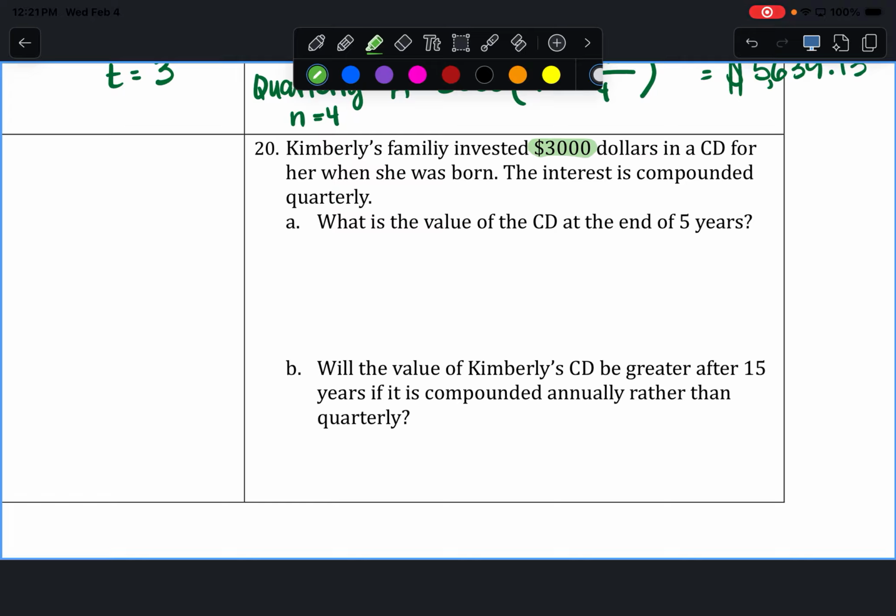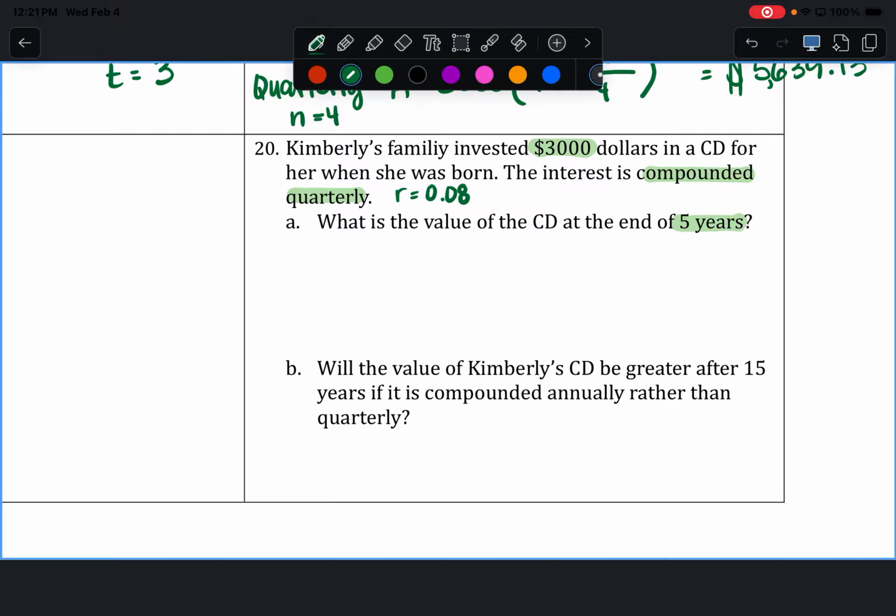Okay. So it's a little bit safe. It's a safer form of an investment account. And the interest is compounded quarterly. It tells us right there it's compounded quarterly. It does not tell us the interest rate, so I'm going to tell us the interest rate. It is 0.08. It is 8% interest. For question A, it asks us to find the value of the CD at the end of 5 years.